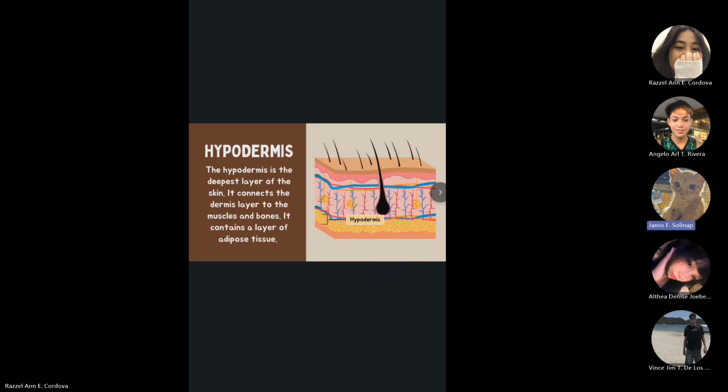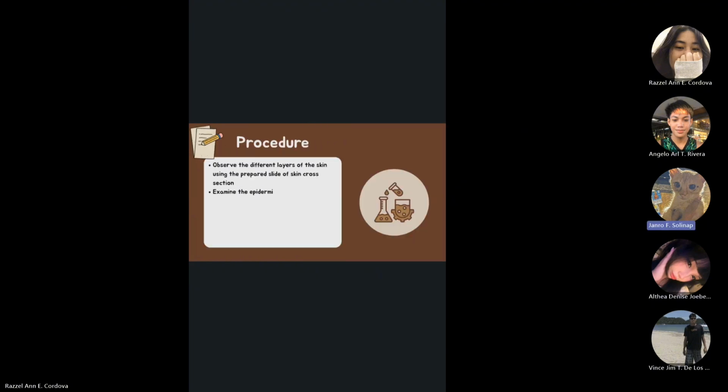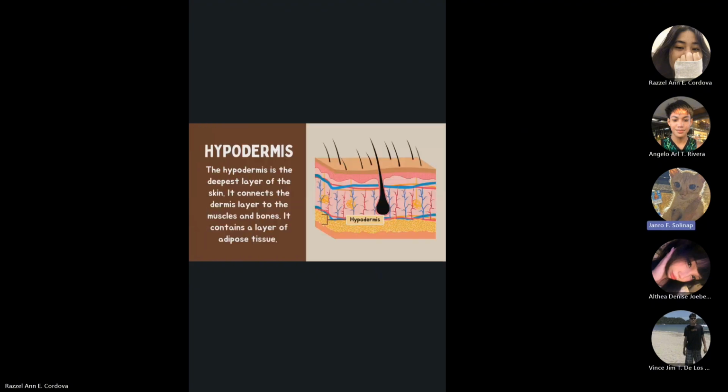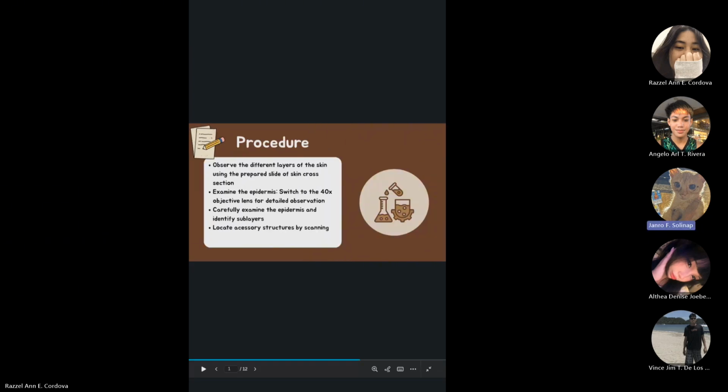Next slide. In our procedure, we observe a prepared slide of skin cross-section under the microscope. We examine the epidermis under the 40 times objective lens to identify its sublayers, and then scan the dermis and hypodermis to locate hair follicles, sweat glands, and sebaceous glands.